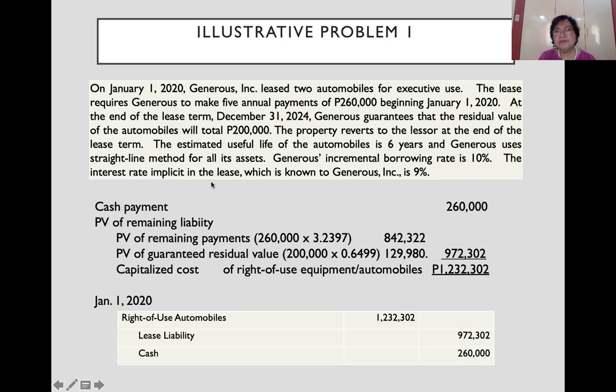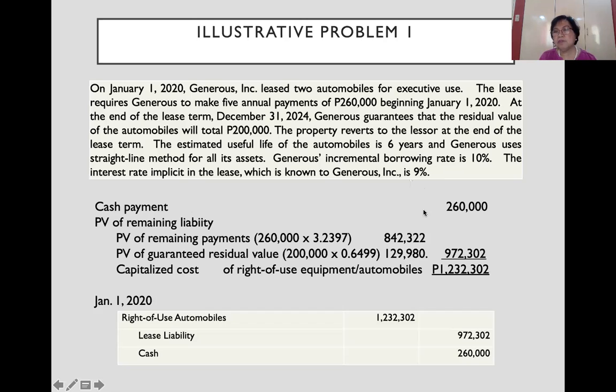The interest rate implicit in the lease, which is known to Generous, is 9%. Therefore, you have to choose between 9% and 10%. Therefore, in the order of priority given by IFRS 16, from the point of view of the lessee, if the implicit rate can be practicably determined, then you are to use the implicit rate. In this case, the implicit rate is known by the lessee, so we will be using 9%. Therefore, let us compute for the capitalized cost of the asset.